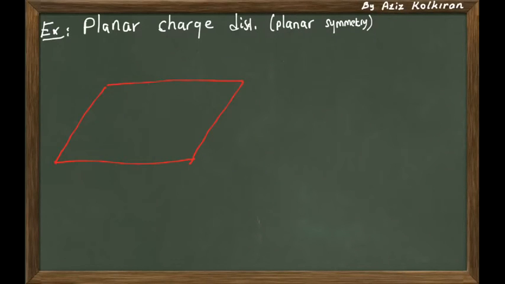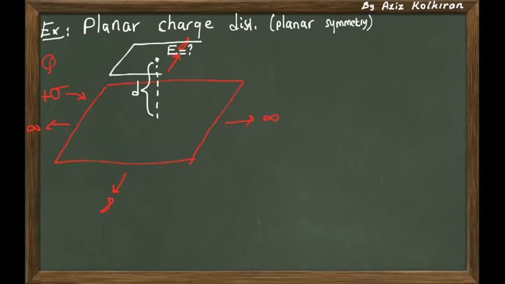Now we have a charged plane and it extends to infinity in every direction. And suppose we have the charge density sigma and it is uniform, it is a constant over all the plane, and we are interested in finding the electric field at a point which is a perpendicular distance d away from the surface of the plane.